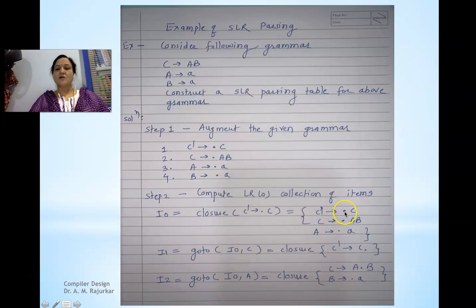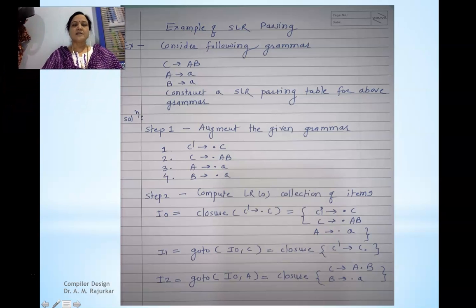So I1 is on C. So I1 is equal to goto(I0, C), means from I0 we are taking the transition on capital C. When we take a transition, the dot gets shifted. So closure of C dash tends to C dot. Now after the dot nothing is there, so we cannot go ahead. We have to stop here itself. So this is how we have got I1.